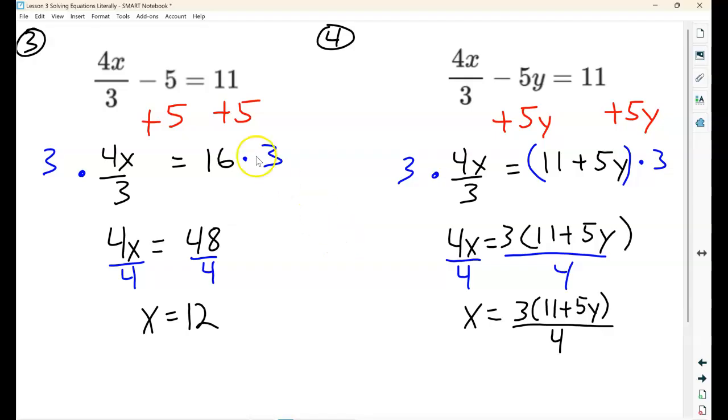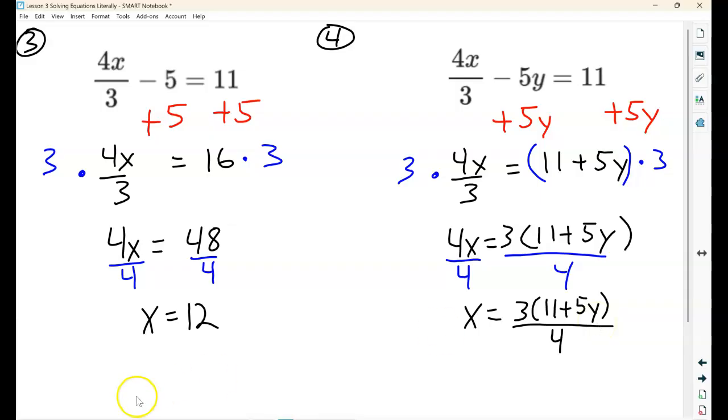Again, it's the same thing on both sides, but you don't really do the math on the literal equation. Sometimes you can. I can actually distribute this 3 times 11 and 3 times 5 to simplify the expression, but it's never going to come out to be just a number because you have this variable over here.